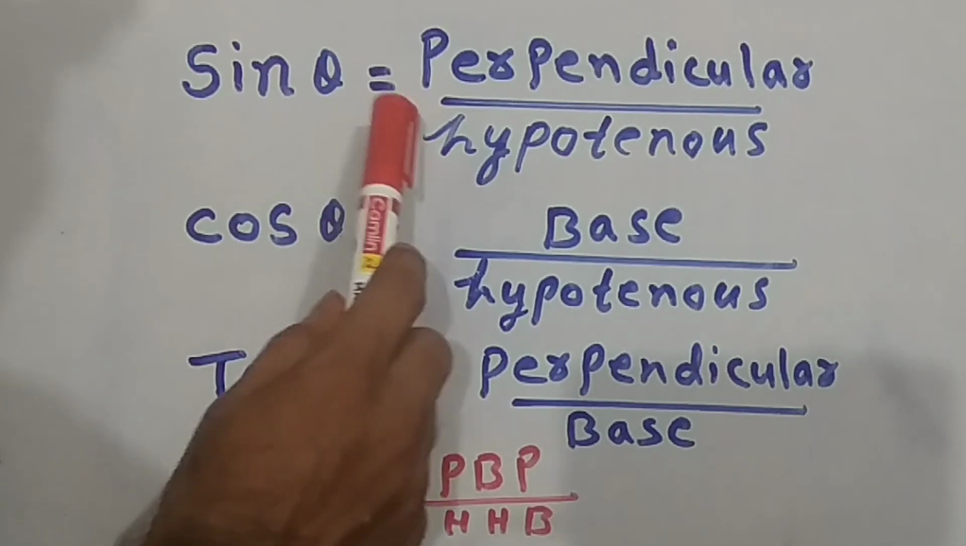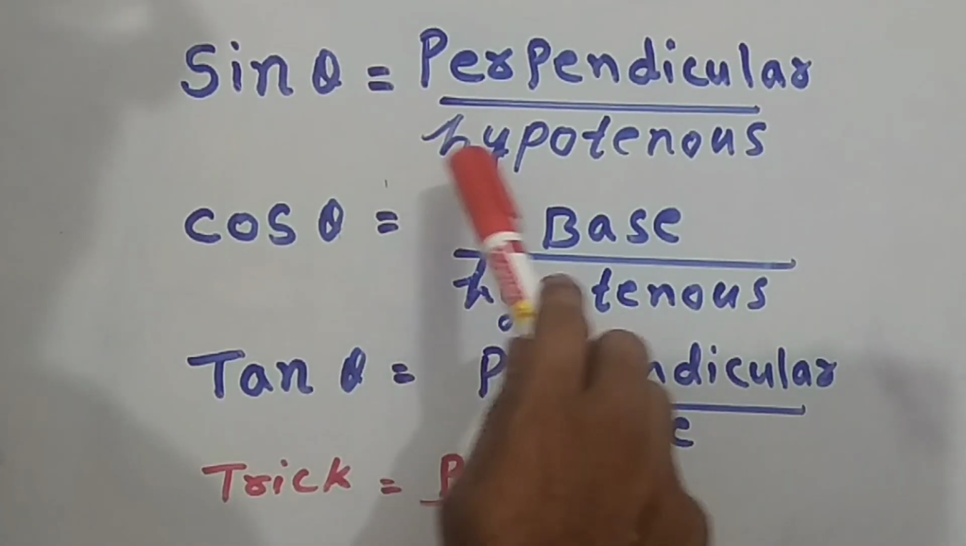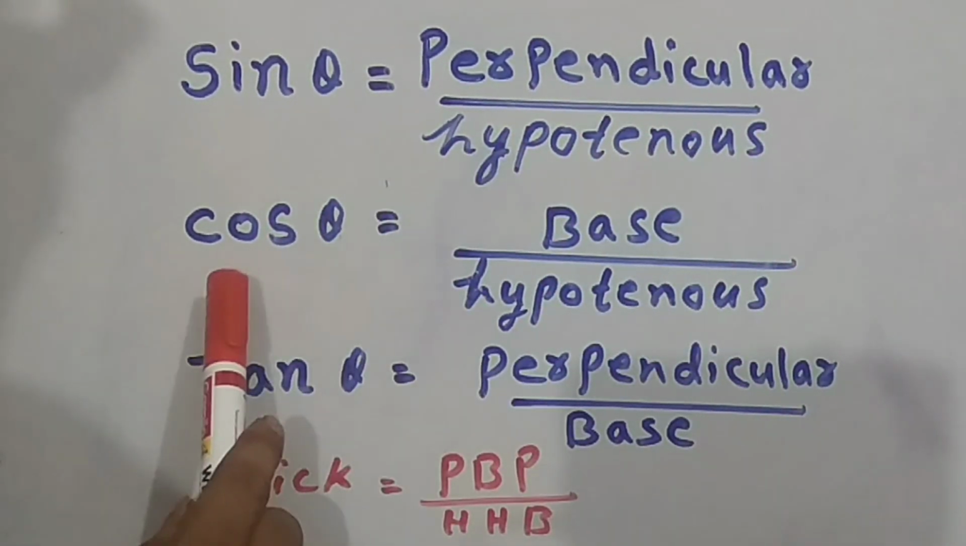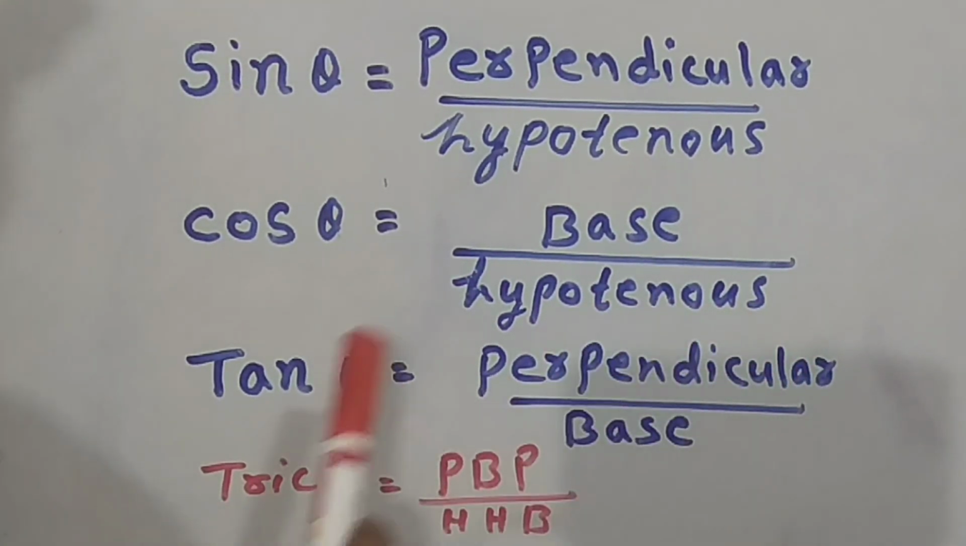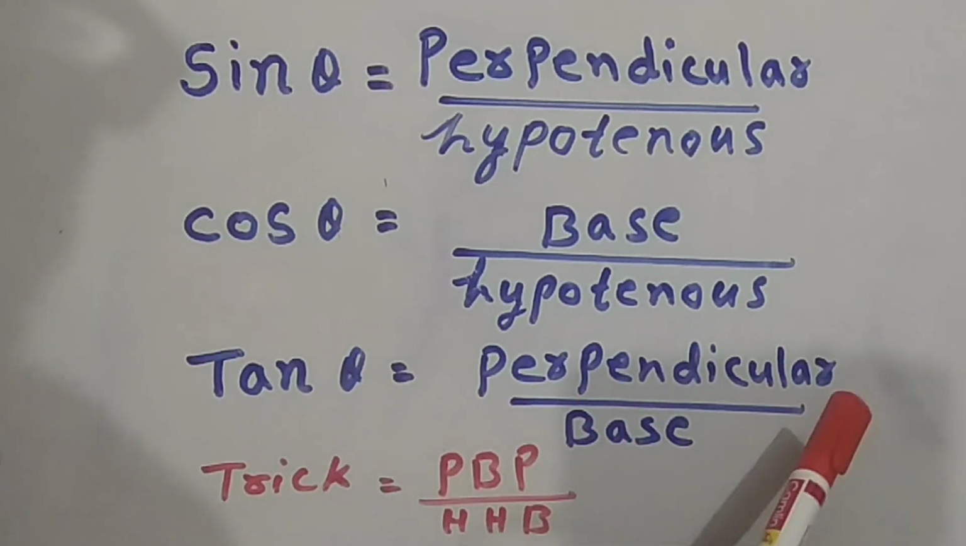Now sine theta is equal to perpendicular upon hypotenuse. Cos theta is equal to base upon hypotenuse. Tan theta is equal to perpendicular upon base.